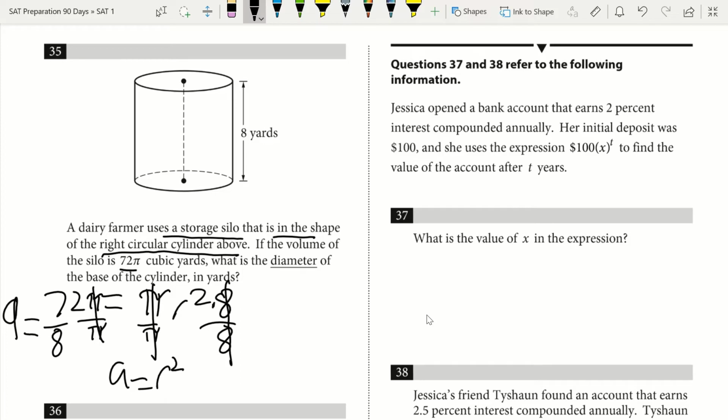9 equals r squared, square root each side, and that's going to give me 3 equals r. So 3 would be my radius. Keep in mind I'm solving for my diameter. My diameter is equal to 2 times my radius, so my diameter is going to have to be 6 for number 35. All right, now I've got question 36.